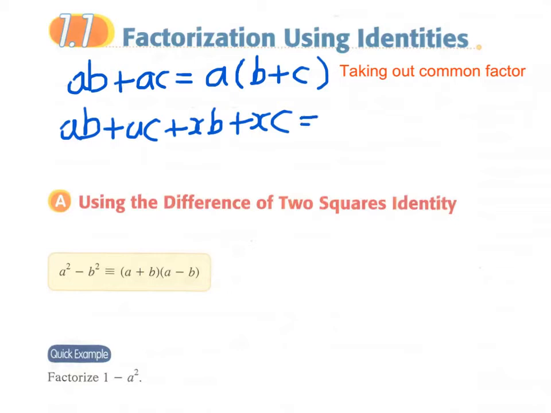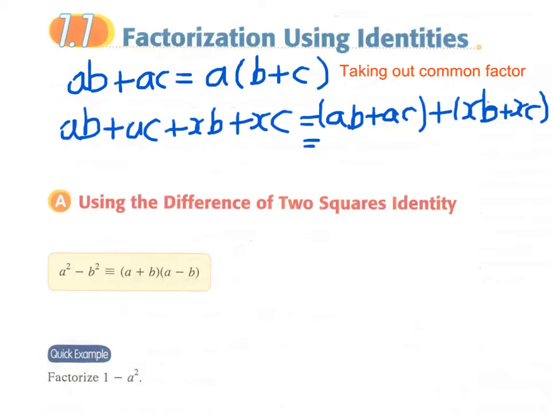We can write the expression as ab plus ac. We add a bracket here and then another bracket, xb plus xc. And therefore, we take out a like this, a bracket b plus c. And the other common factor, x. And now we have this expression.